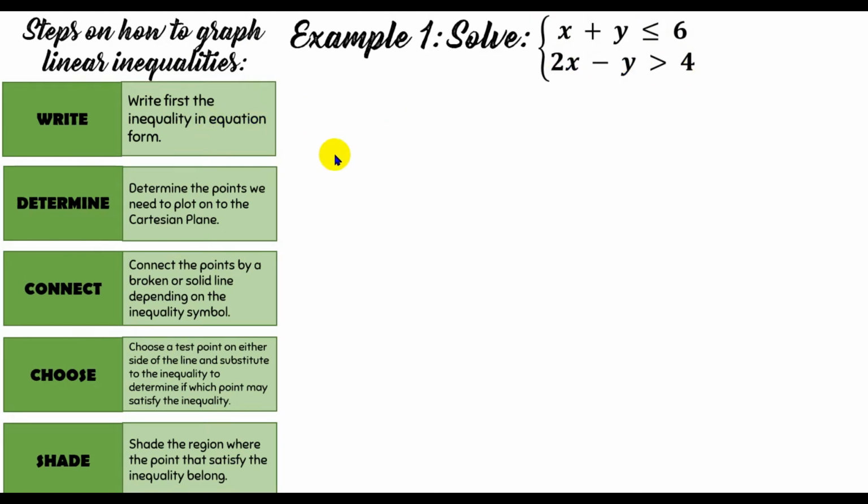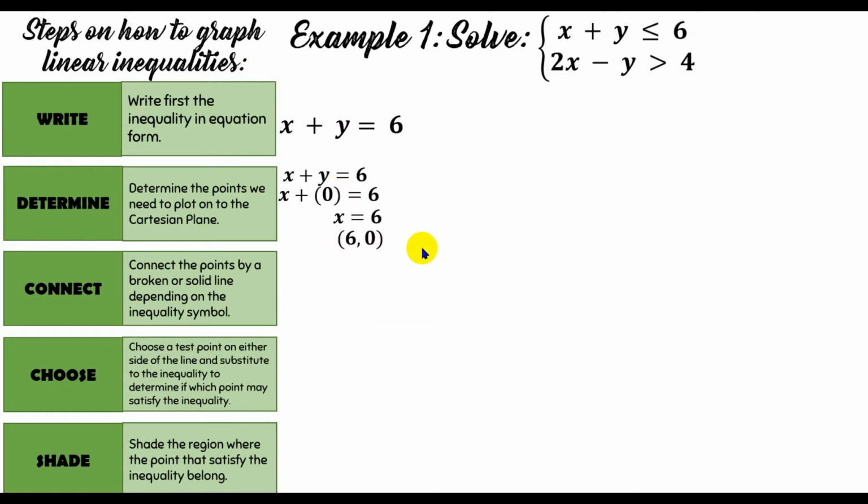So let's have our first linear inequality: x plus y is less than or equal to 6. We are going to write it as equation. So we have x plus y is equal to 6. Then we have to determine the points that we need to plot on the Cartesian plane. So we can use here the x and y intercept. To get the x-intercept, we have to let y be 0. So we have here x is equal to 6.